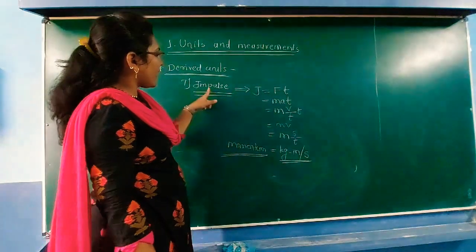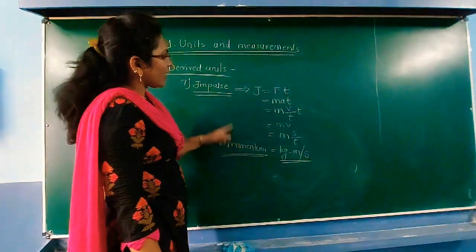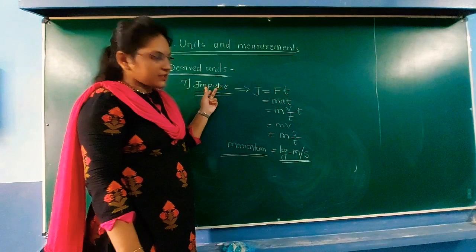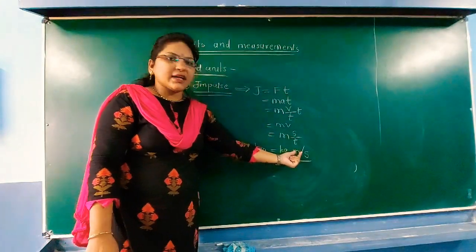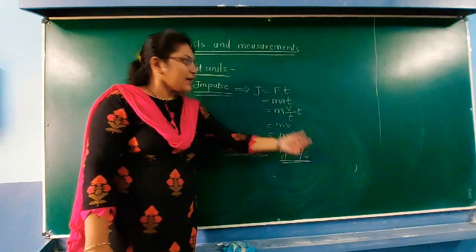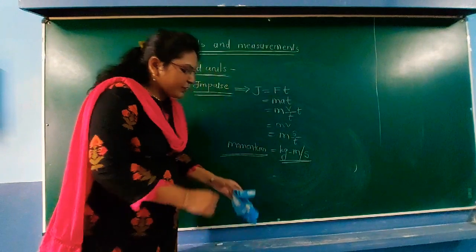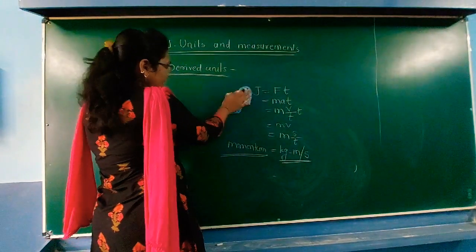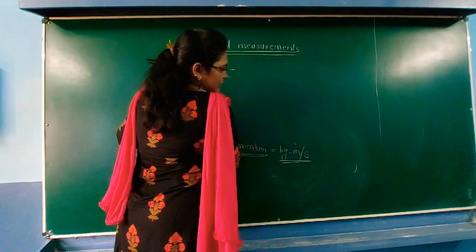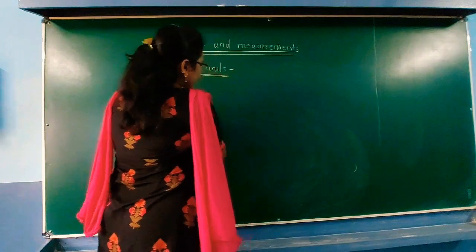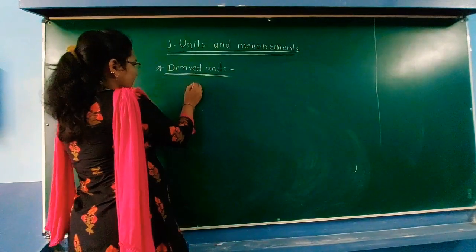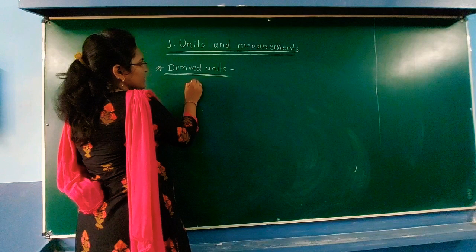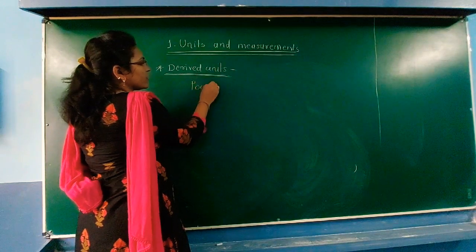Momentum and impulse both have the same SI unit, kg meter per second. Remember, impulse and momentum both have the same SI unit, which is kg meter per second. Next, let's look at the physical quantity power.